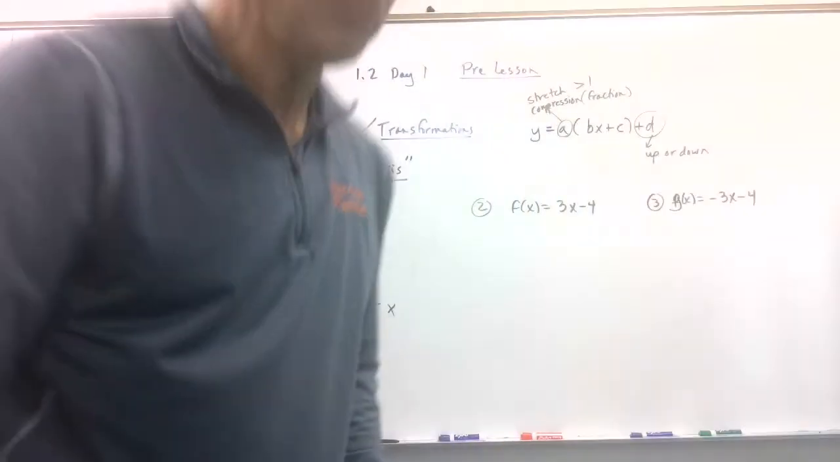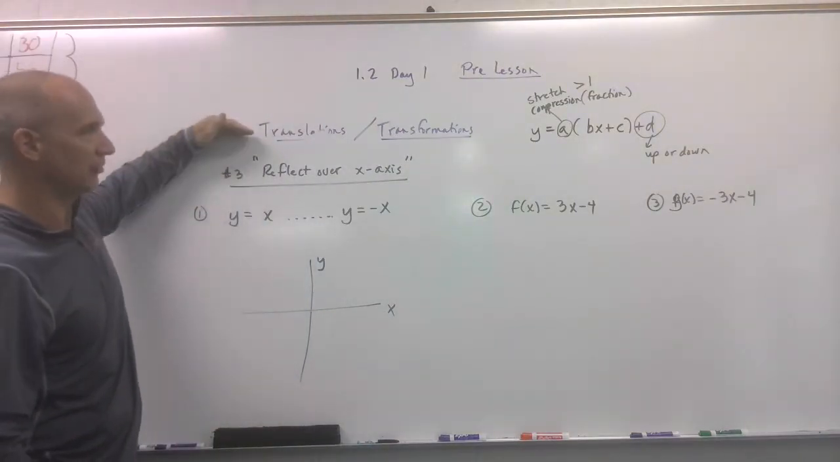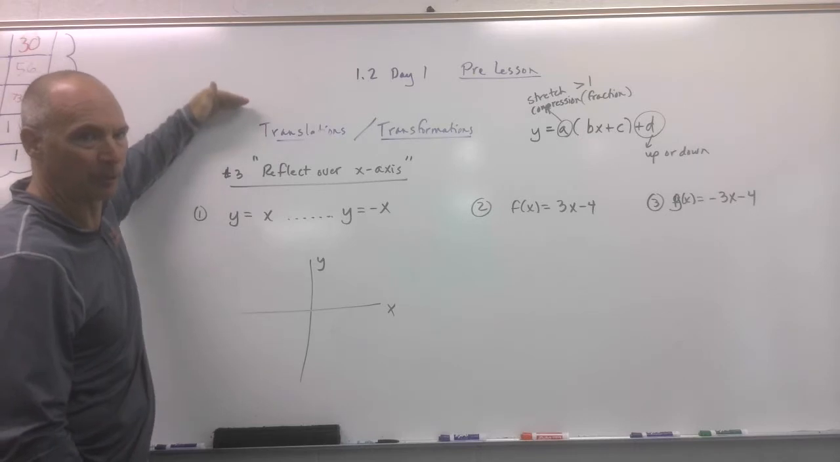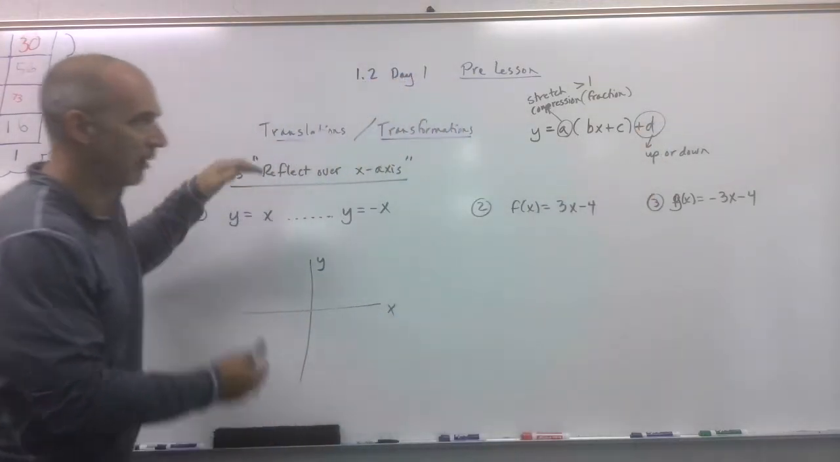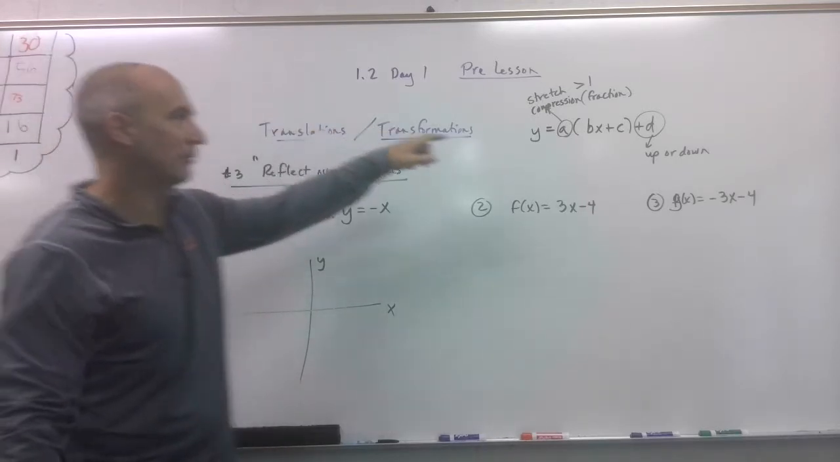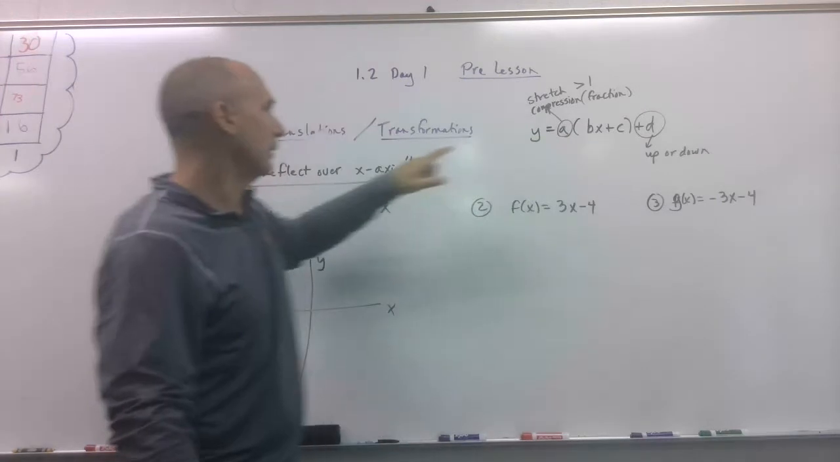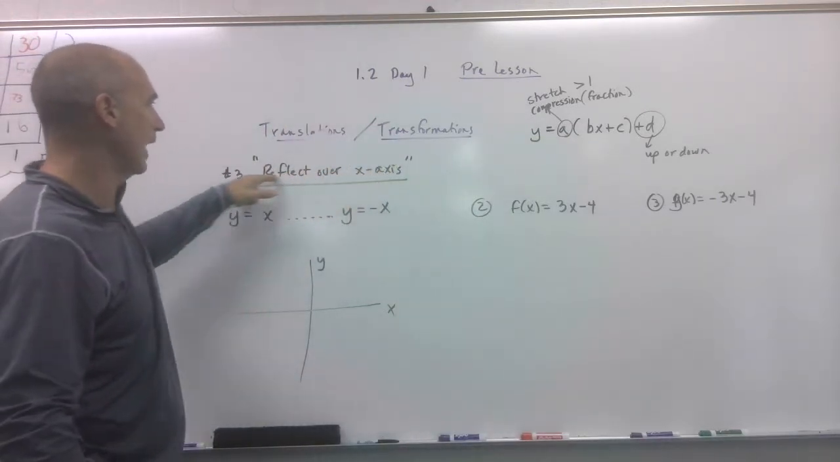So far, the first translation transformation was shift up or shift down. It has to do with letter D. Then we thought about compression or vertical stretch. It has to do with letter A. Now we're going to move on from that. We're going to start talking about reflecting over the x-axis.